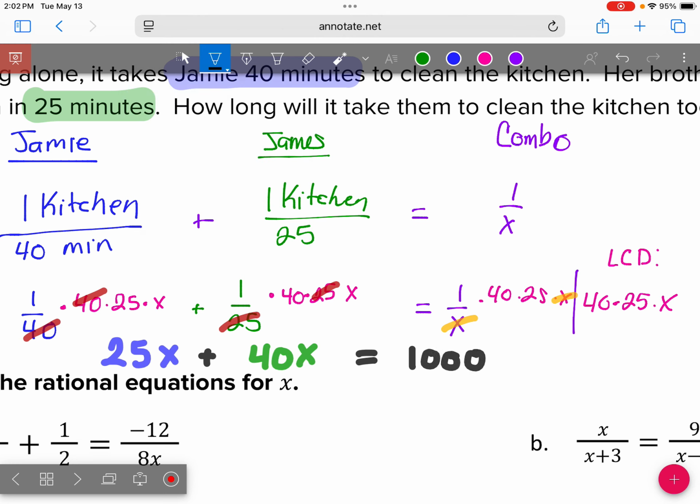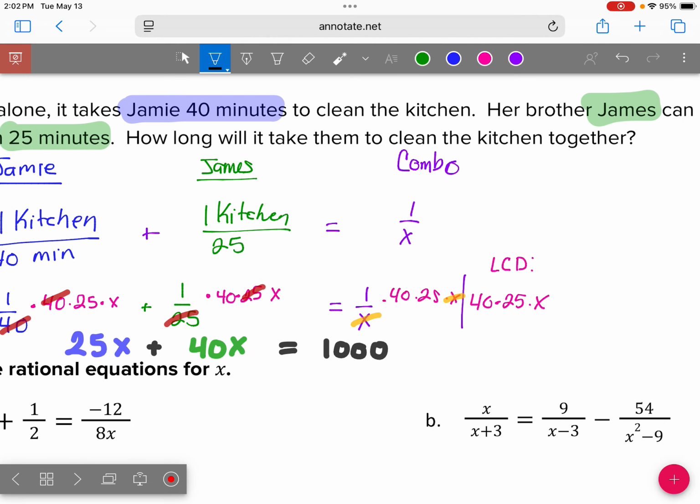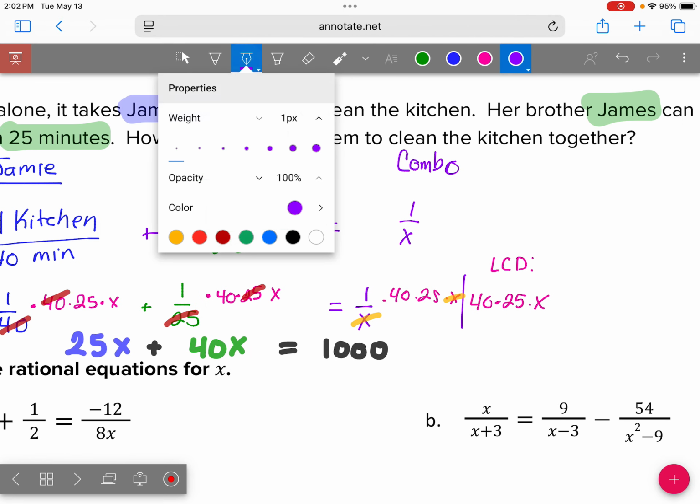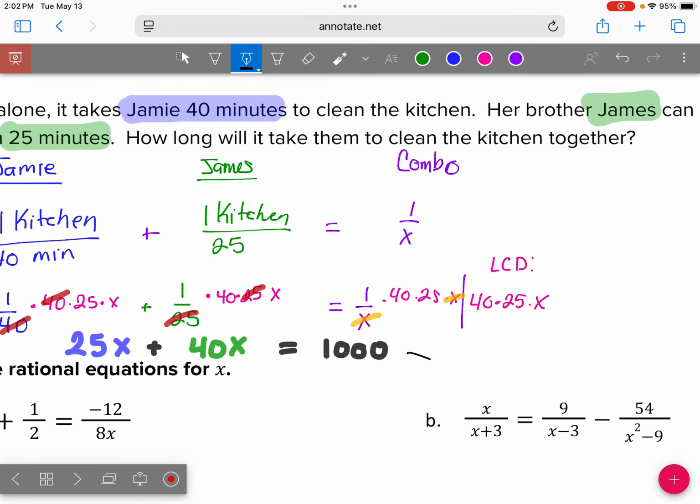Now 40 times 25 times x is not the lowest common denominator. That would be a 200x, which would also totally work. That would be the smallest number that's divisible by both 25 and 40. But this totally will work. What can I do next to solve this? Combine our like terms. We get our 65x equals 1,000.